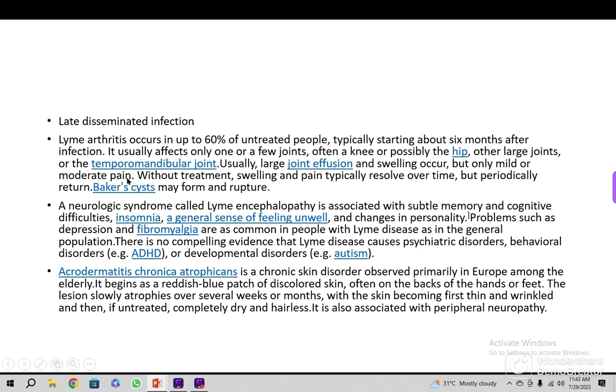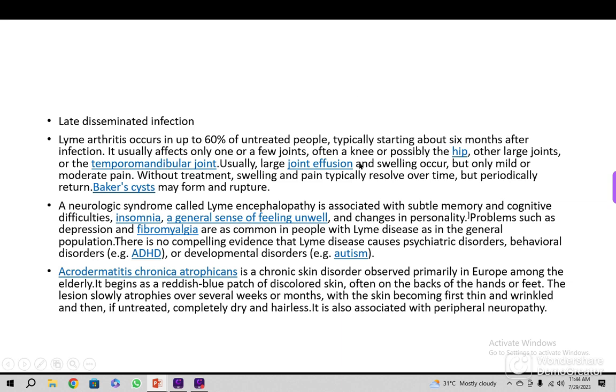Now, late disseminated infection occurs in 60% of untreated people. It will occur 6 months or more after the early disseminated infection. It usually affects only one or a few joints, that is, arthritis, often the knee or possibly the hip joint and other large joints, or even the temporomandibular joint, which is unusual. Usually large joint effusion and swelling occur, but only mild or moderate pain.